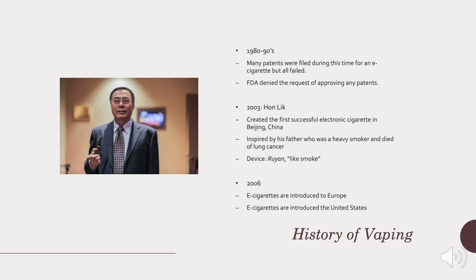During the 1980s and the 1990s, there were not really any advancements in this technology. The FDA did not approve any patents. It wasn't until about 2003 when the first successful electronic cigarette was created in Beijing, China, by a man named Han Lik. He was inspired by his father, who died from lung cancer, to create an alternative to smoking cigarettes. And then in 2006, electronic cigarettes started to be introduced to Europe and the United States.